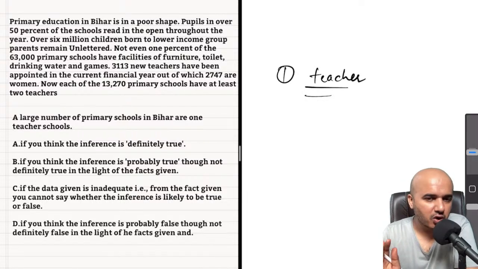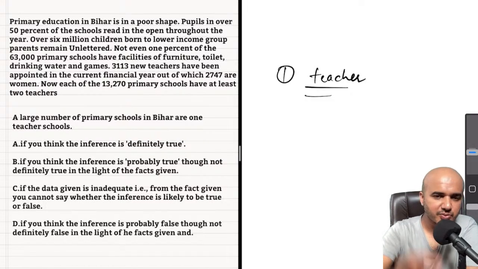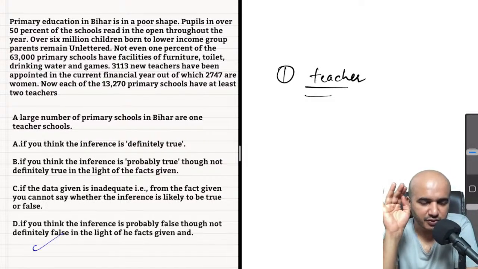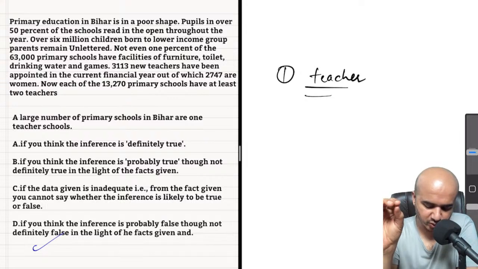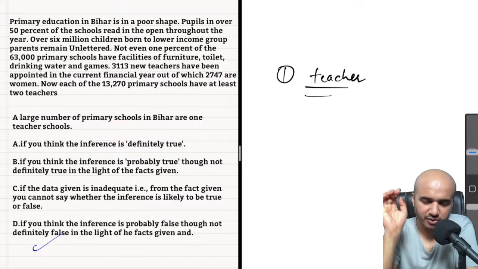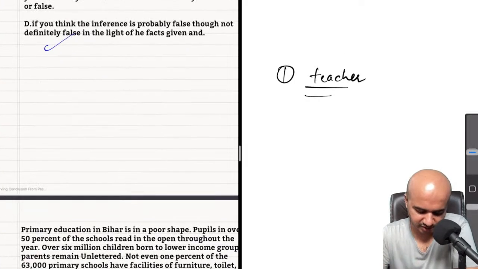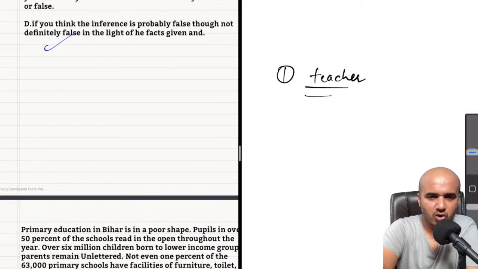So if it is definitely not true, which option should we select? Option D, if you think the inference is probably false. Why do we think the inference that a large number of primary schools in Bihar are one teacher schools is false? We think so because of the last sentence in the passage, which clearly tells us each of 13,270 primary schools have at least two teachers now. So that option can be ruled out. So option D is the right answer. Let's move on.